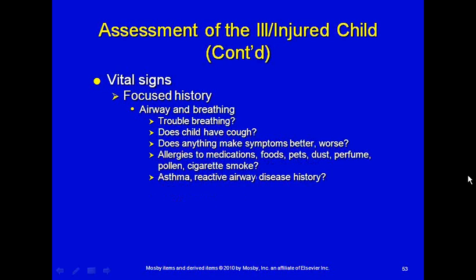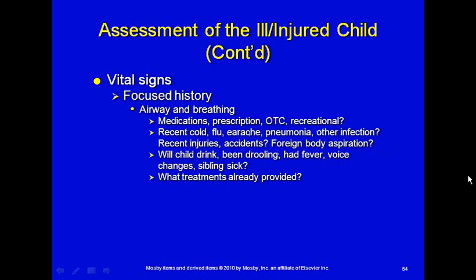Assessing their airway and breathing as part of your focused history. Are they having trouble breathing? Does the child have a cough? Does anything make their symptoms better or worse? Are they allergic to any medications, foods, pets, dust, perfume, pollen, cigarette smoke, peanuts? Do they have asthma? Have they had this breathing trouble before? Do they take any medications, either prescription or over the counter? Have they had a recent cold or flu or an earache or pneumonia or other infection that might indicate this is why they're having trouble breathing?